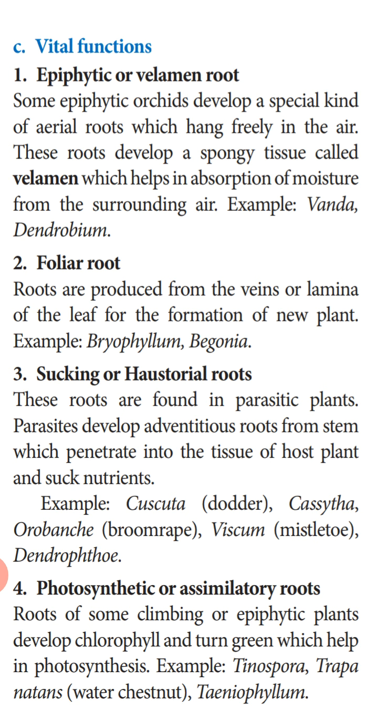Some epiphytic orchids develop a special kind of aerial roots which hang freely in the air. These roots develop a spongy tissue called the velamen. Now here in the epiphytic root, there are two types of roots. One is the clinging root and the other one is the hanging roots, or they are also called the velamen.